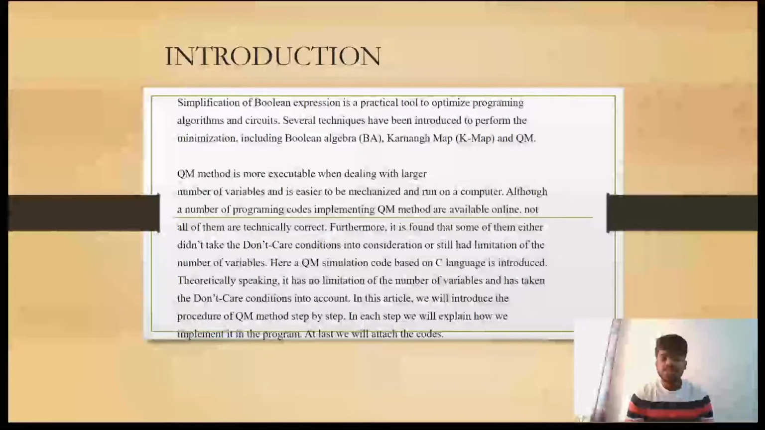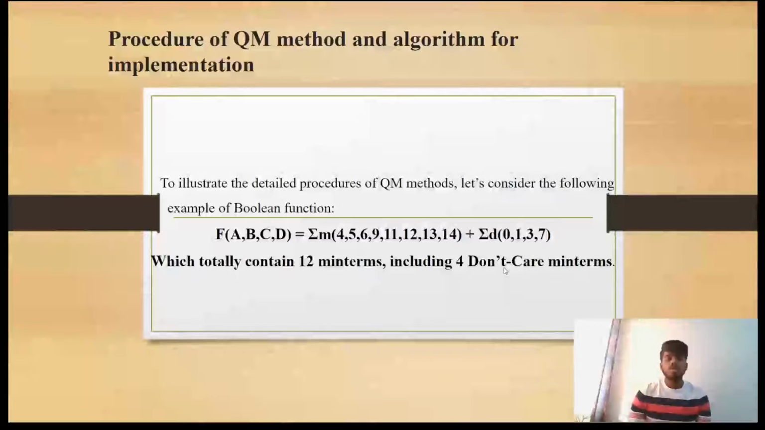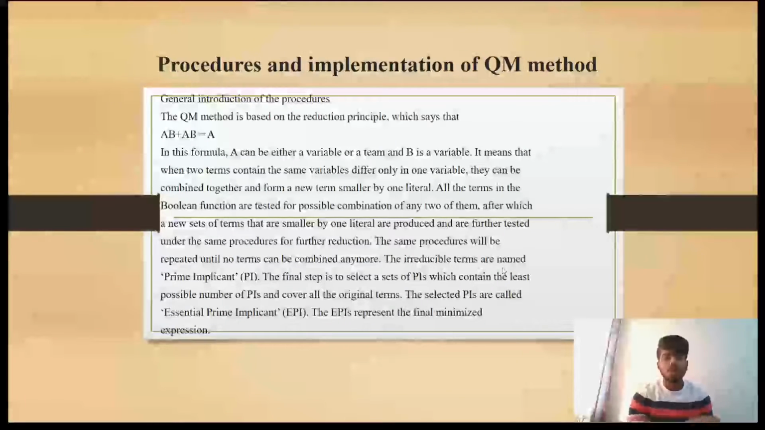Whenever we come to large scale, we try to do as little work as possible and give as much work as possible to computers. So one of the advantages of Quine-McCluskey is it can be easily run on a computer. Although many programming codes implemented here are online, not all of them are technically correct. So we are going to see the algorithm which is technically correct today. One more special thing about this algorithm is that it's going to consider don't cares also. Now let's see the general introduction and procedure of the Quine-McCluskey method.